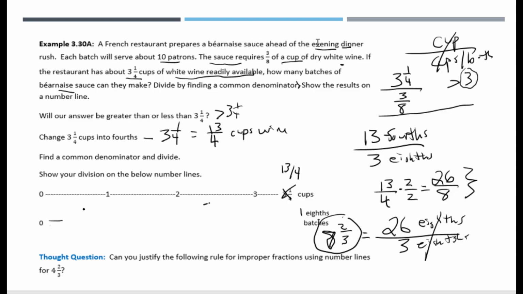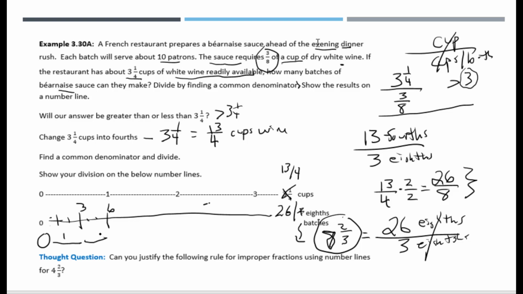Now let's just look at this visually. So we changed 13 quarters into 26 eighths. So there's 26 of those going across here. And what I'm going to do is cut them into 3/8 for each cup. So here's the batches here. And we'll put that down here. So I have 26 eighths, and I'm going to find how many batches. So I go 1, 2, 3/8. I get 1 batch. 4, 5, 6/8. I get another batch. So now I have 2.